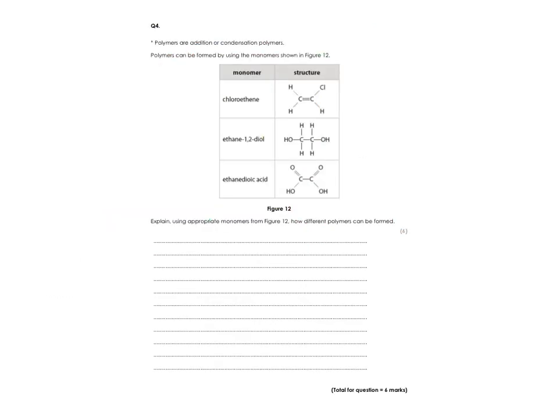So we've got a 6-mark question here. It says polymers are addition or condensation polymers. Polymers can be formed by using the monomers shown in figure 12. There they are. Explain using appropriate monomers from figure 12 how different polymers can be formed. So this top monomer is an alkene, so that would undergo addition polymerization, whereas these two are a diol and a dicarboxylic acid, so these would undergo condensation polymerization.